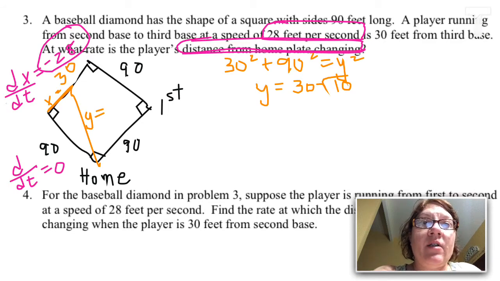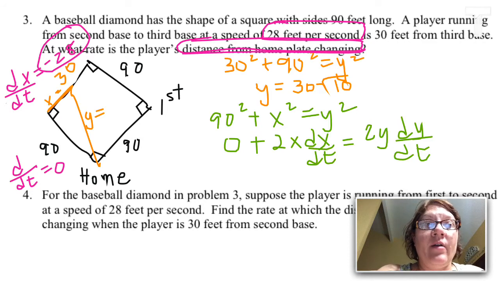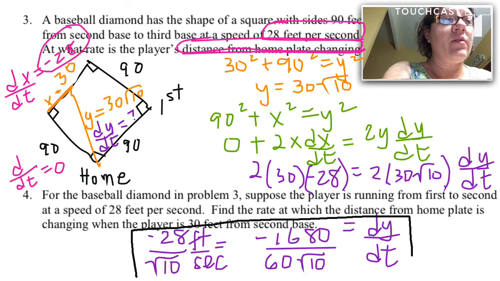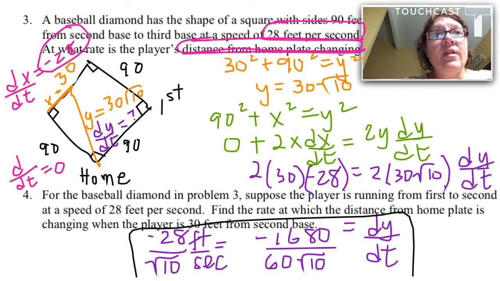All right, so now I'm going to take the derivative. Notice that I simply plugged in the 90 as a constant. And hopefully when you plug and chug, you get an answer that looks just like mine. And again, since he's getting closer to home plate, I expect this to be a negative number, so I was not surprised by that. Try to set up the next one, and then peek and see what I did.